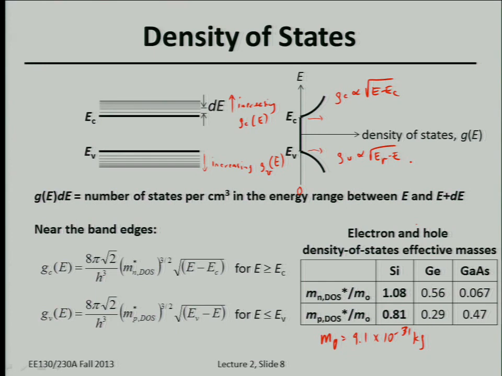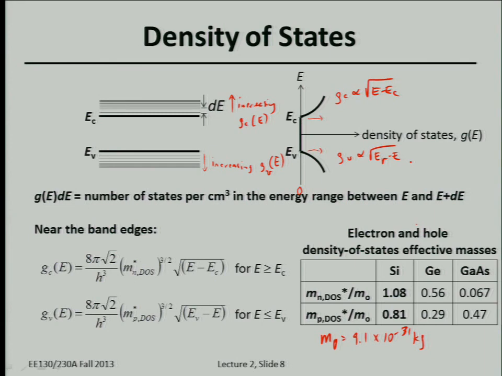M sub n, so n represents negatively charged, so that's an electron. So M sub n refers to the effective mass of an electron. DOS means this is the effective mass that determines the density of states. Next time we'll talk about a different effective mass that determines the conductivity. So you'll need to keep track of the correct effective mass to use in certain calculations. Okay, so M sub p, p stands for positively charged mobile carrier. That's holes.